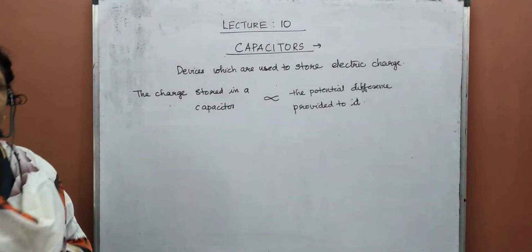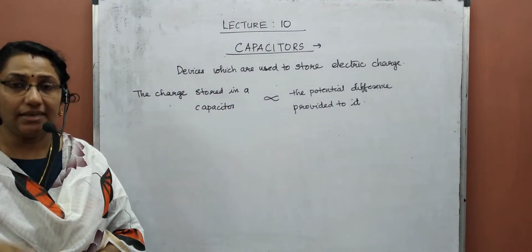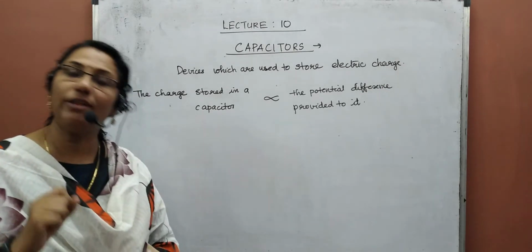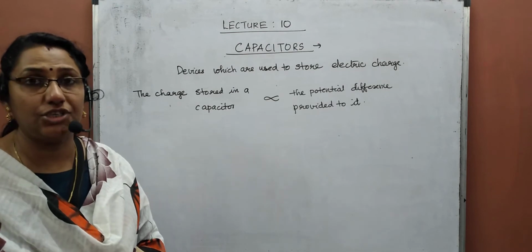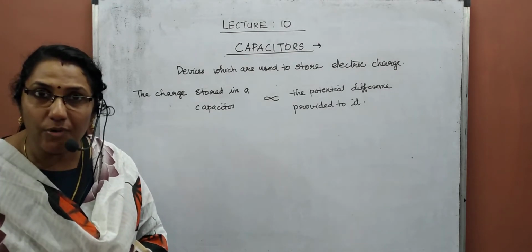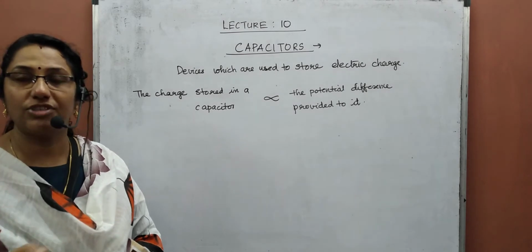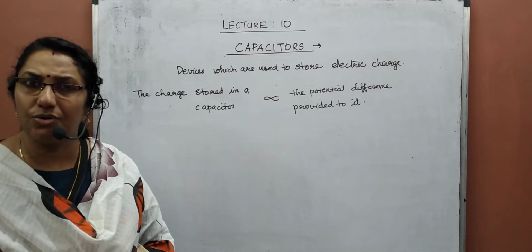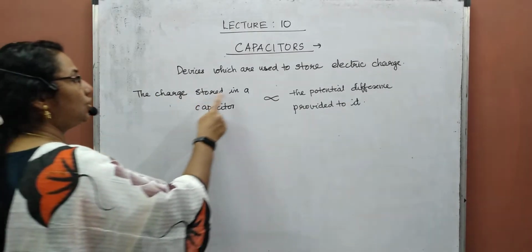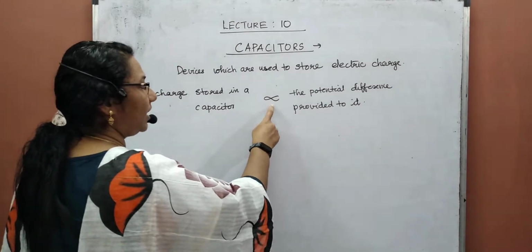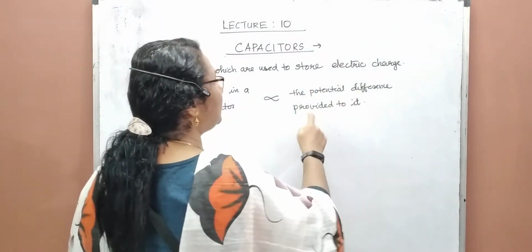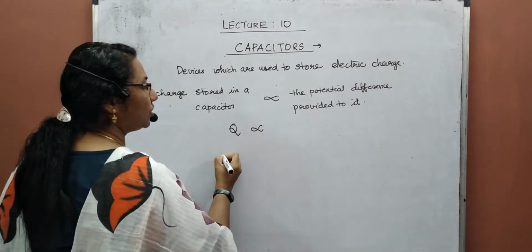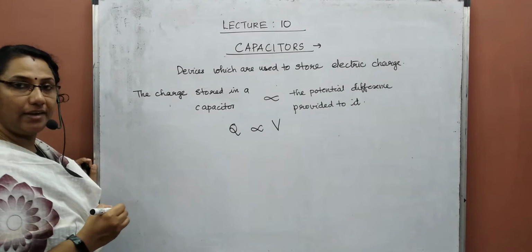Okay, so what is a capacitor? It is a device which is used to store DC charges. But in order to store the charges in a capacitor, a certain potential difference is required. As the potential difference increases, more and more charges are stored. As the potential difference decreases, a lesser amount of charge will be stored. Therefore, the charge stored Q in a capacitor is always directly proportional to the potential difference we provided to it.